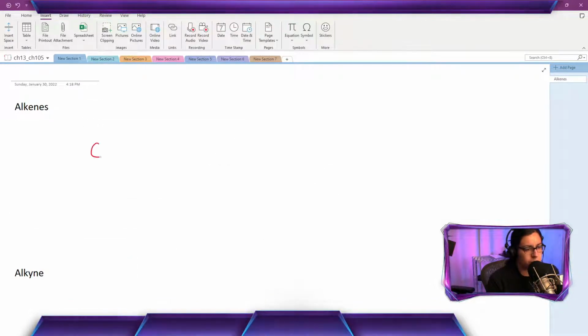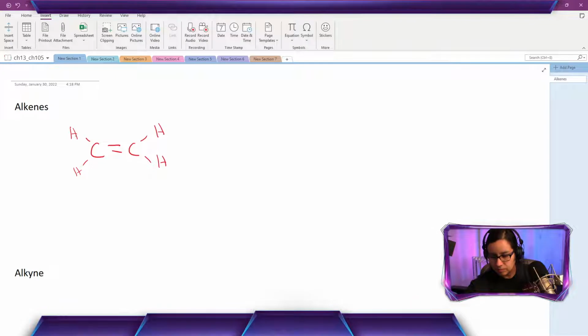So the simplest one is going to be ethene here. We have our double bond. And this is where your models might come in handy. So what's the geometry? That's what we want to know here for ethene.